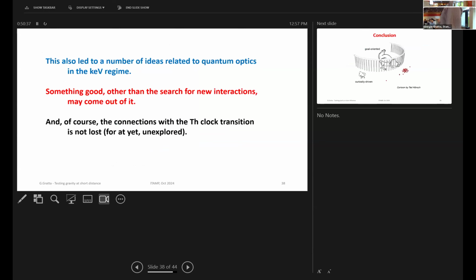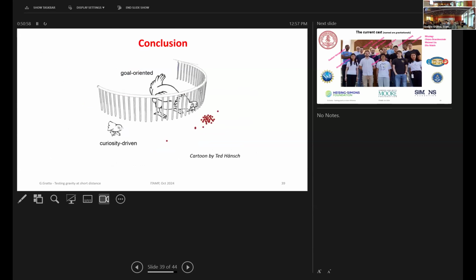Okay, in the meantime, we're also learning lots of things about essentially quantum optics in the keV regime using Mössbauer spectroscopy. So I'm just hoping that eventually there's going to be something maybe even more interesting that actually comes out. And of course, the connection with the thorium transition is not lost, although somewhat unexplored for the time being. And this is just my conclusion slide that is stolen from Ted Hänsch.